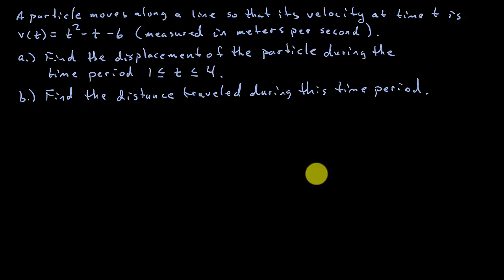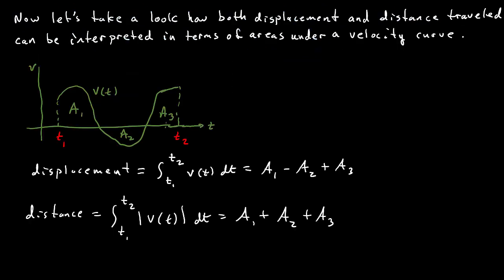this time period. All right, so before we look at this problem, let's take a look at this real quick, okay? Maybe it helps us understand it. So let's take a look how displacement and distance traveled can be interpreted in terms of areas under a velocity curve. All right, so here we have a velocity curve from t1 to t2. This is our t-axis, and here's v. All right, so here's an area, here's an area, and here's an area. So this area A2, that's underneath the curve. Okay, there's your negative value.